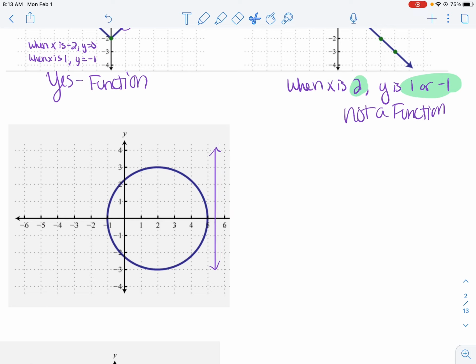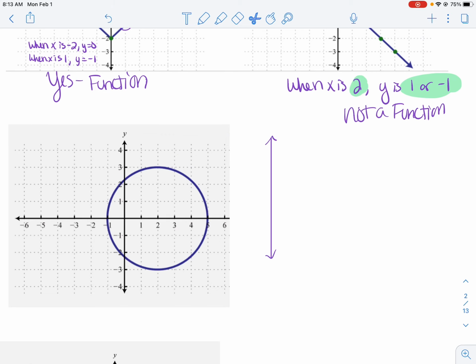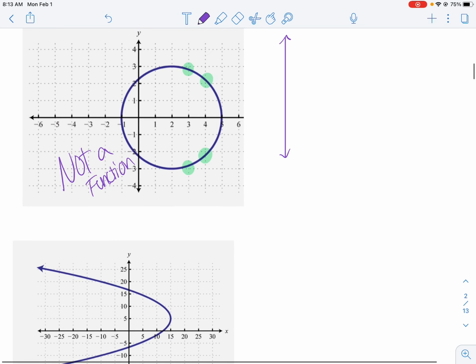Let's try the circle. Again, very beginning, it's okay. It doesn't matter if you go left to right or right to left. It should work the same. But, oh, boom. When x is 4, we have two different values for the function, right? We have one value down here and one up here. When x is 3, we have one value down here and another up here. So that one would be not a function because it's failing the vertical line test.